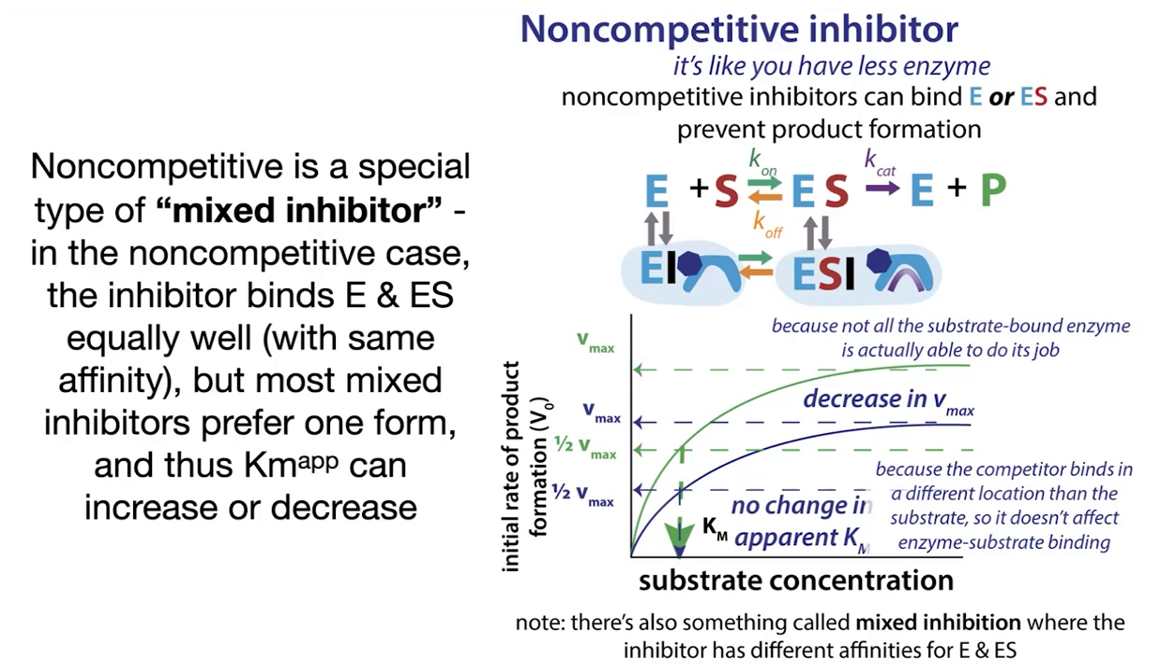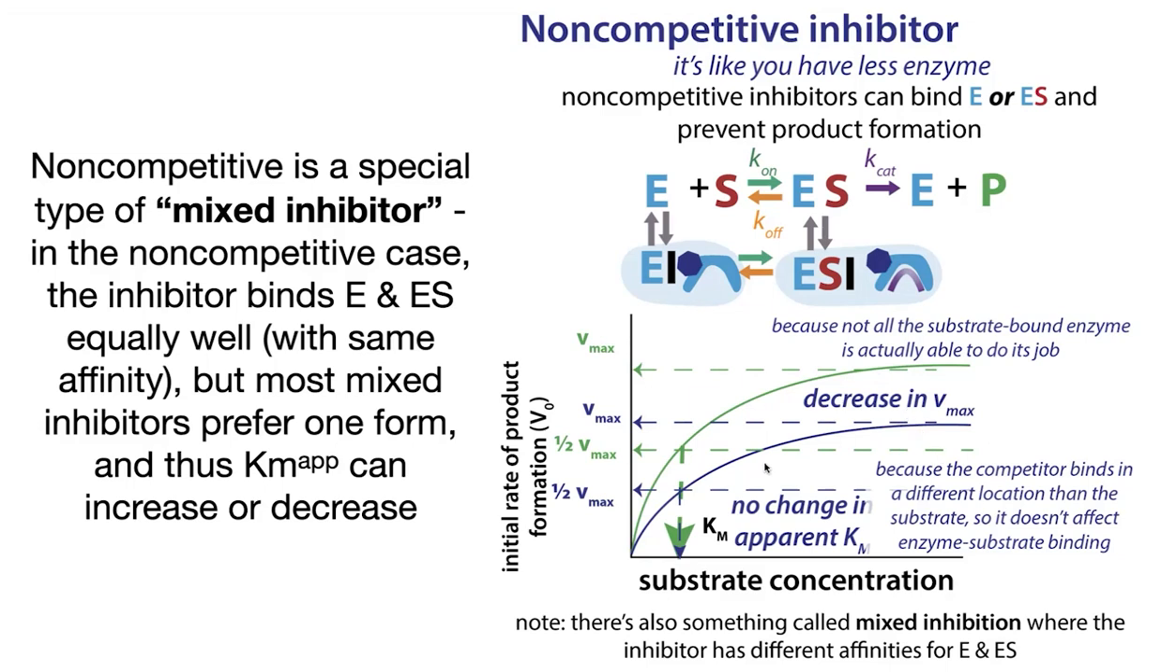Go about your business. And so if it's doing this, what's that going to do? It's going to make it seem like we have less of our enzyme. Remember our Vmax comes from our kcat times our enzyme concentration. If it's like we have less of our enzyme, we're going to get a decrease in our apparent Vmax.